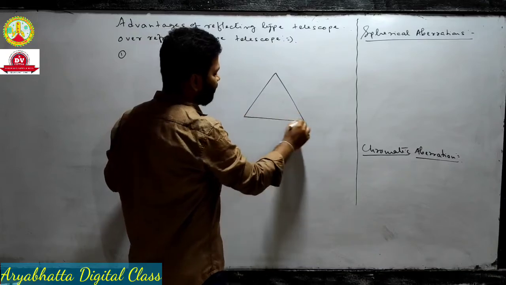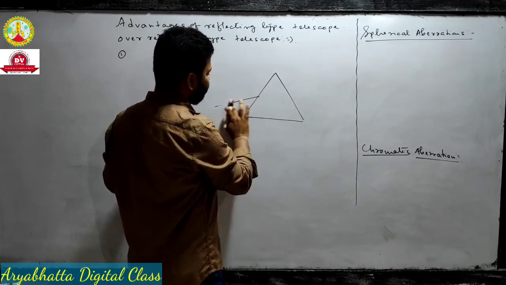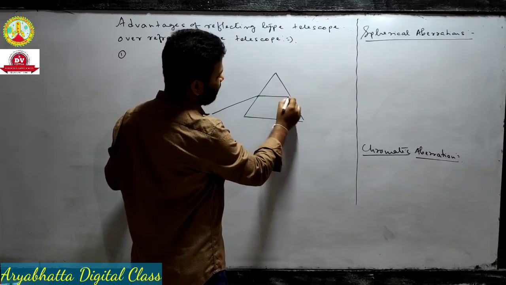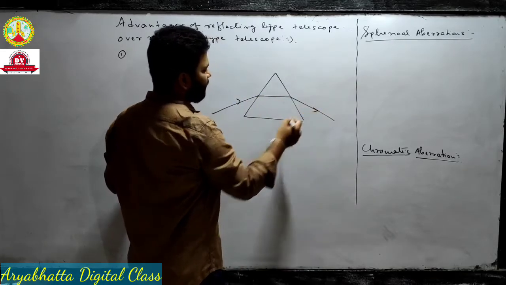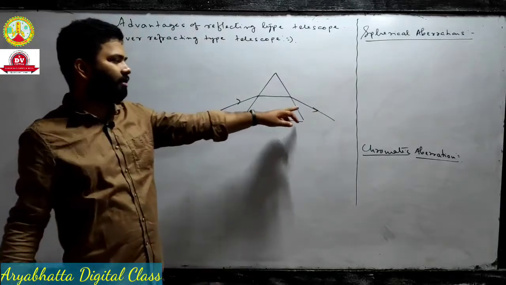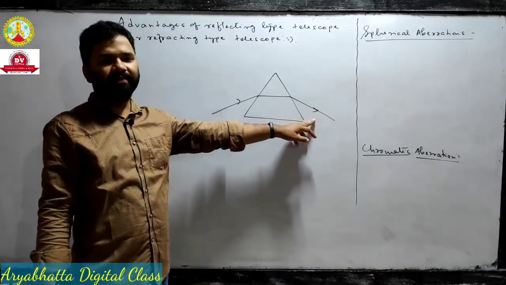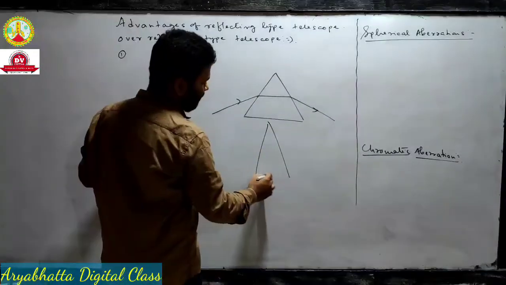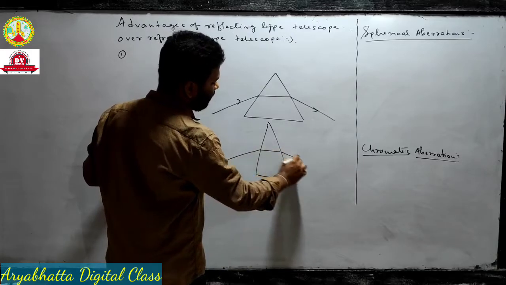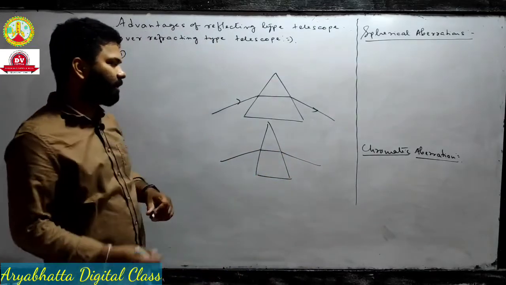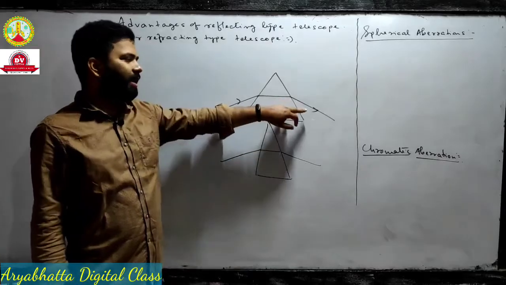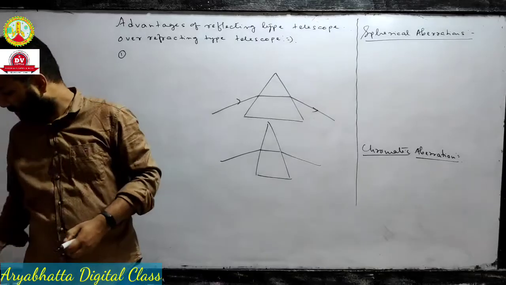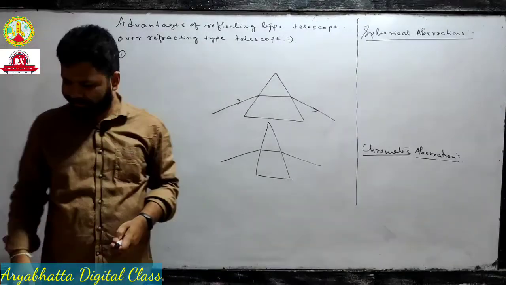Suppose this is the prism here. If a light ray enters the prism at a certain angle, then it will deviate like this, okay? Then it will deviate like this. And this deviation depends on what? This deviation depends on curvature. Because if a prism is like this, the deviation will be the least, okay? So the bending of this light depends on the curvature. More the curvature, more bending will be there, okay?